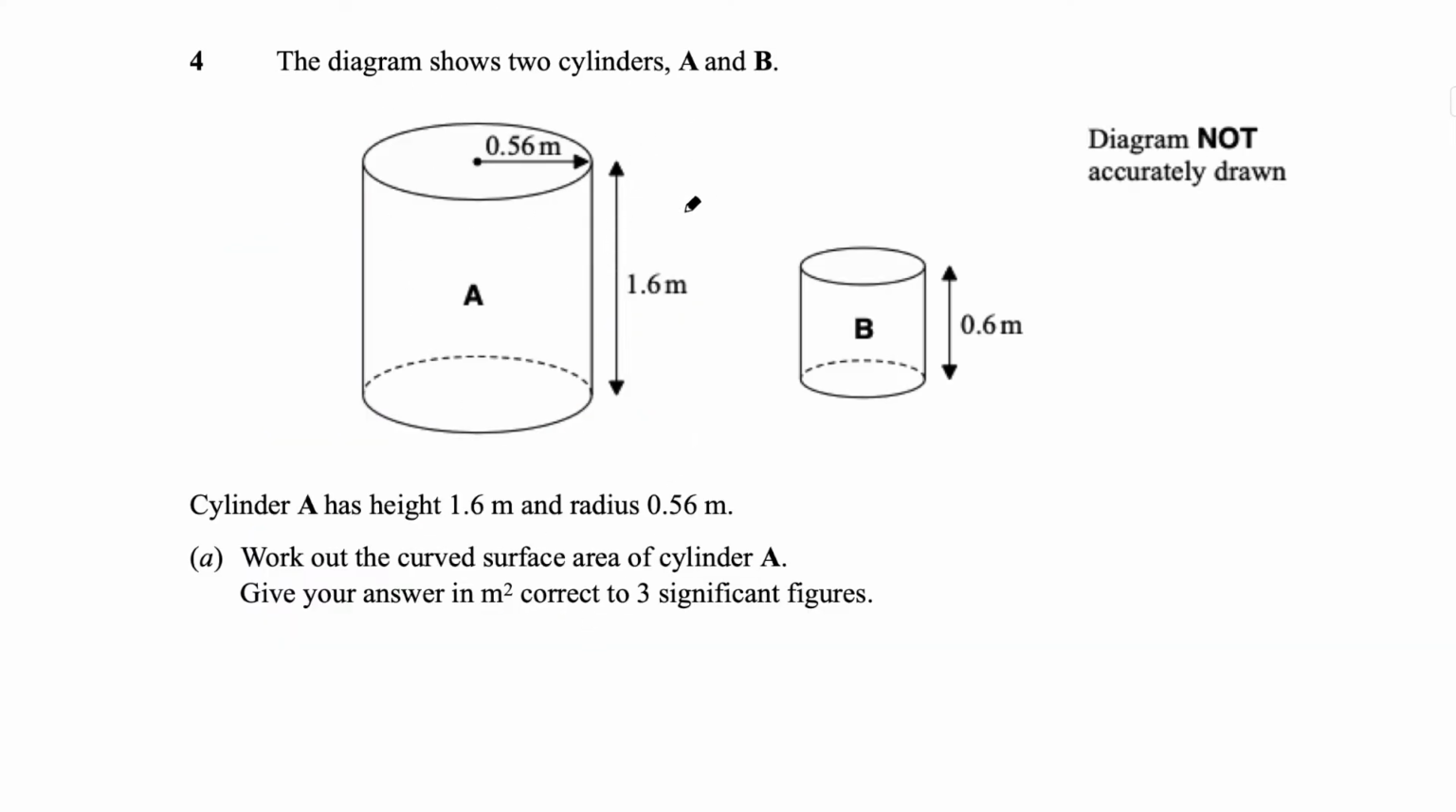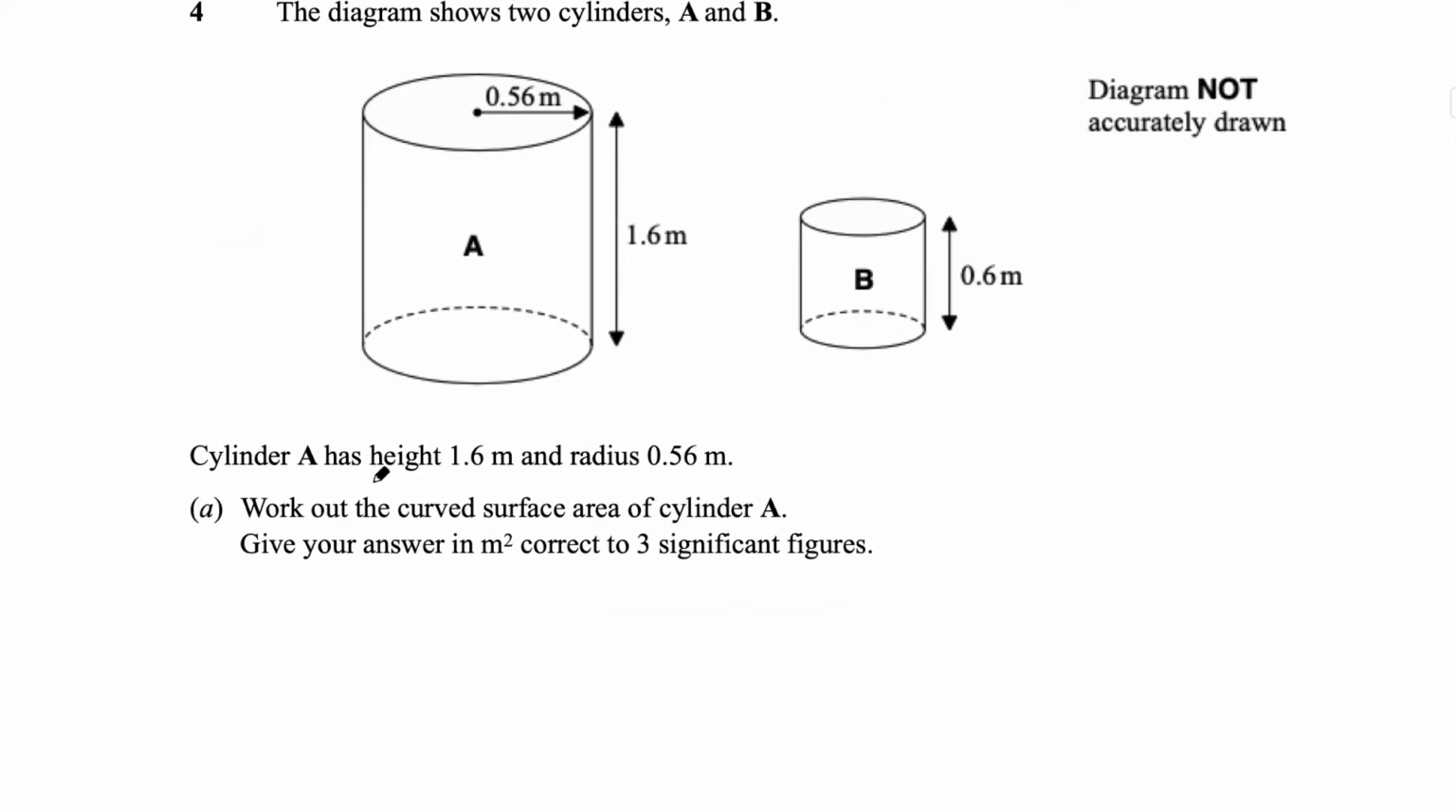Question 4 says the diagram shows two cylinders, A and B. Cylinder A has height 1.6 meters and radius 0.56 meters. Part A says work out the curved surface area of cylinder A. Give your answer in meters squared correct to 3 significant figures. Okay, this is a little bit tricky because when you see surface area, you might be tempted to look for the total surface area, but it says curved surface area, so we're only looking for the tubed part of this, in other words, like the bit around the outside of the tube, not the circles on the ends. So the curved surface area is what we're looking for.